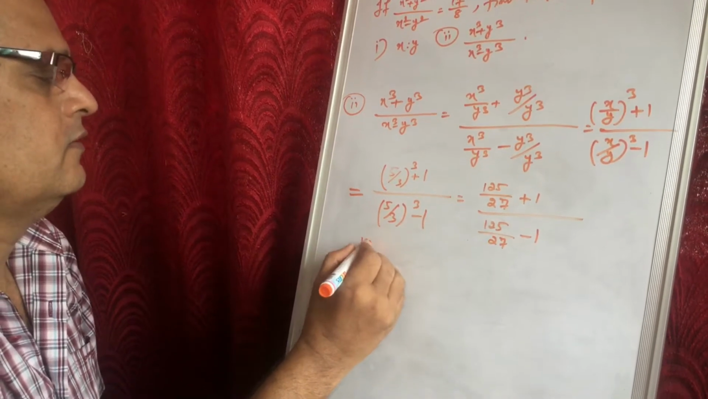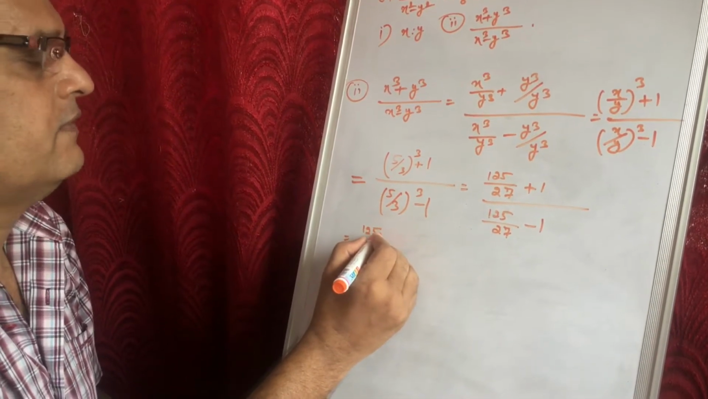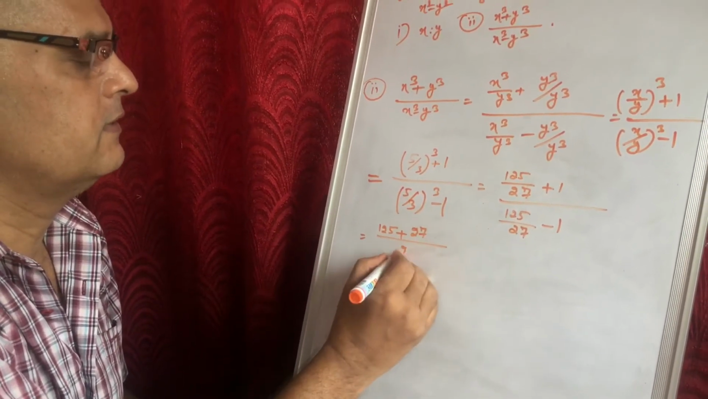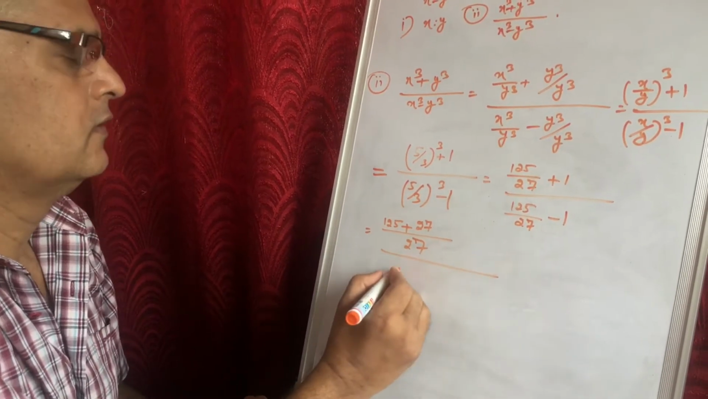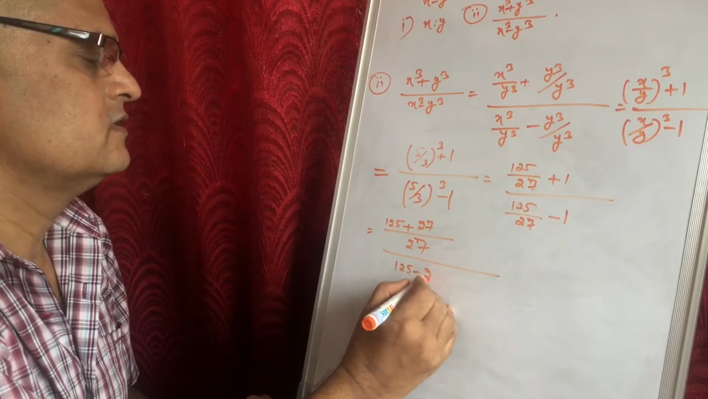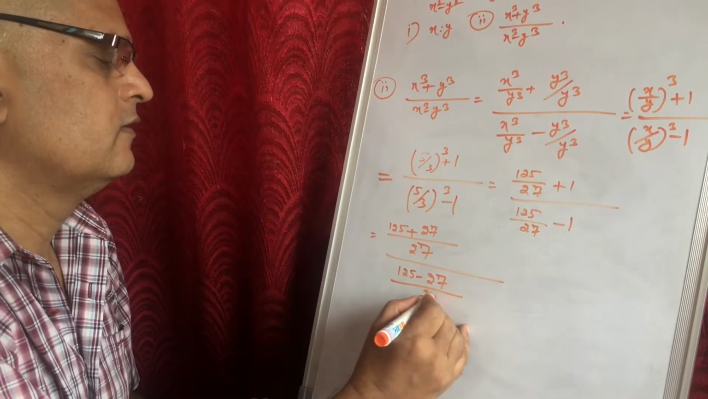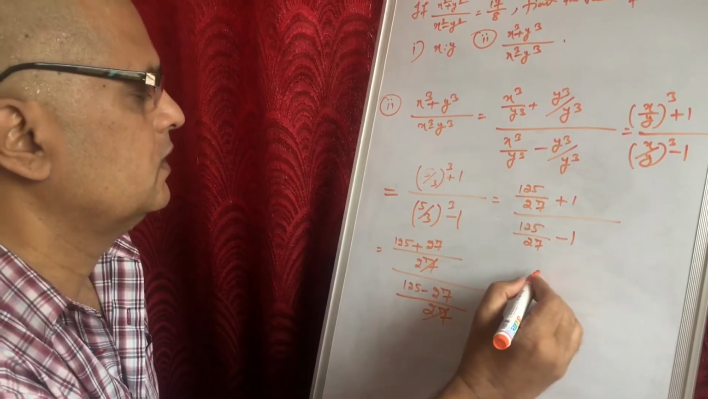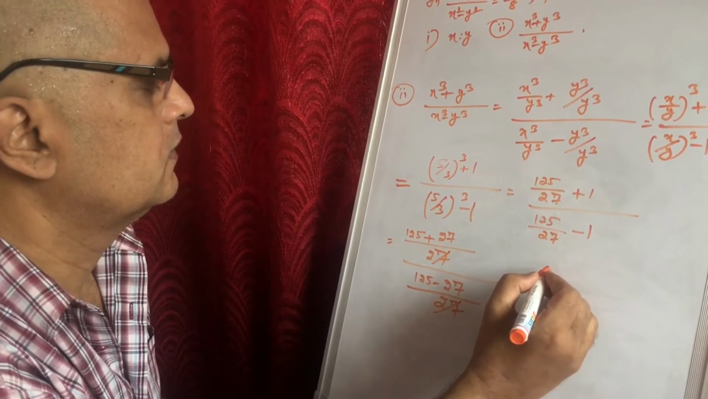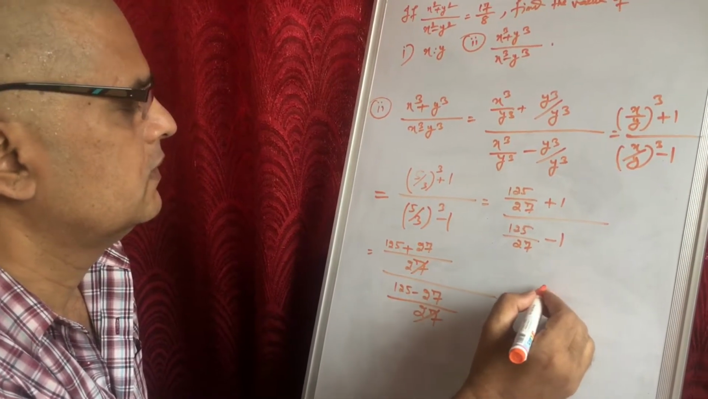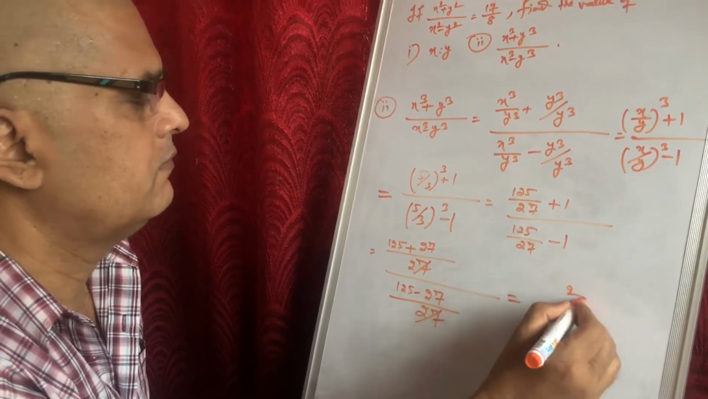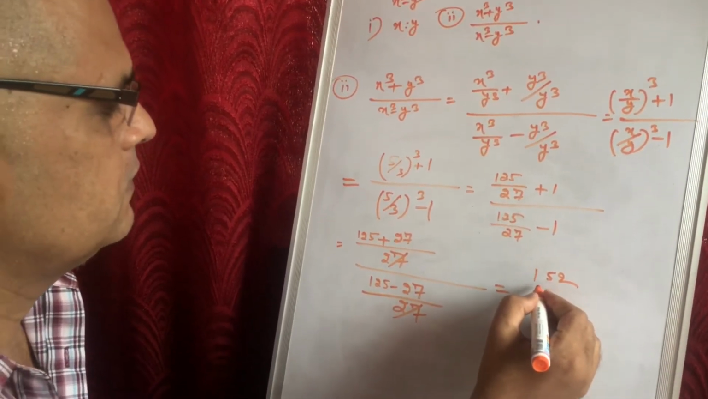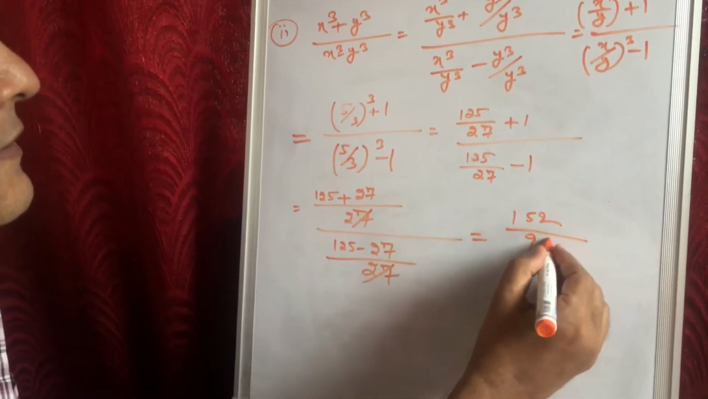So it will be 1 plus 25 plus, after adding it will be like this: 27 divided by 27, divided by 125 minus 27 divided by 27. What will it be? How much will this be? 125 plus 27 is 152, divided by 98.